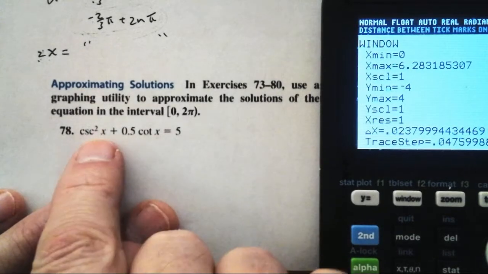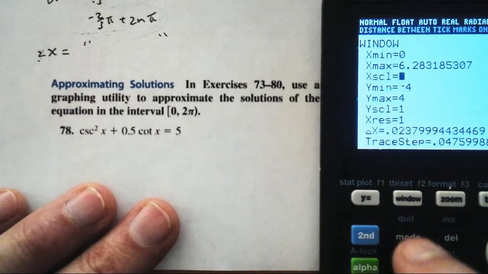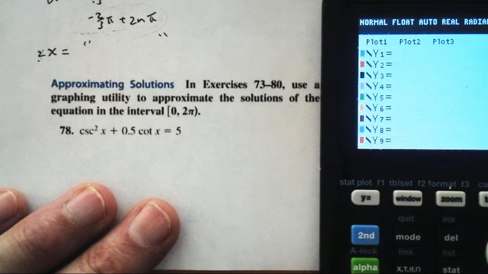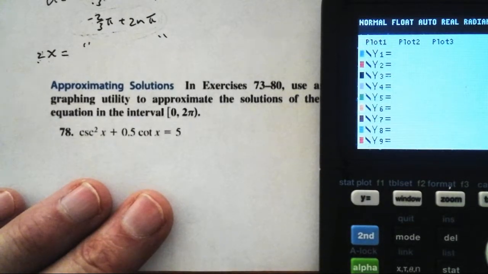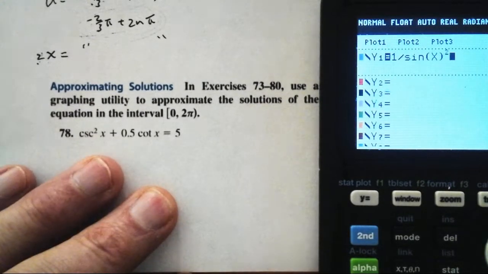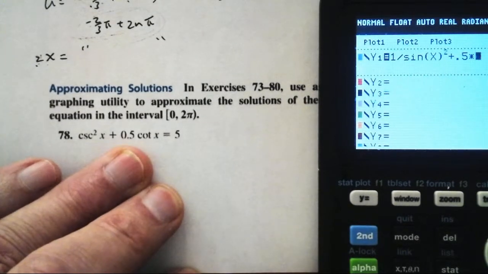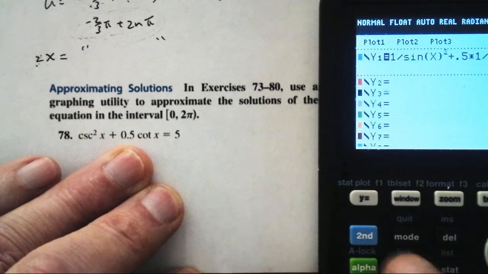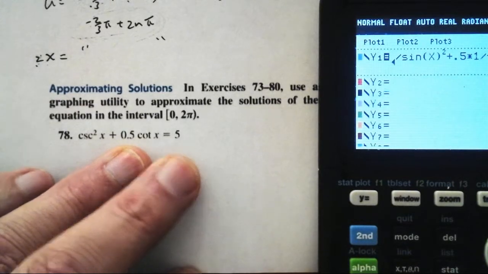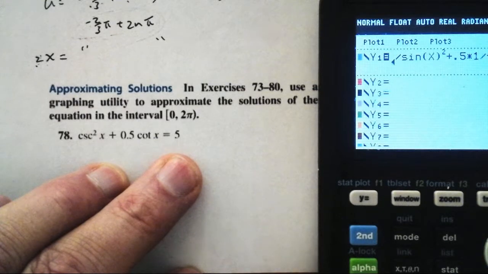And now I'm going to graph cosecant squared. So here we go. Y equals, clear this guy. Cosecant is the reciprocal of sine, so I'm going to go 1 divided by sine of x, close that parenthesis, square that, plus 0.5 times cotangent, the reciprocal of tangent, 1 divided by tangent of x. And then I'm going to subtract 5 here.